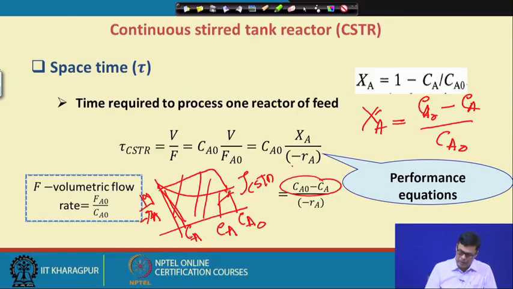So, this is the concentration difference, and this is the rate of reaction. You multiply them, and you will get the tau C S T R. This is how you can find out tau C S T R.